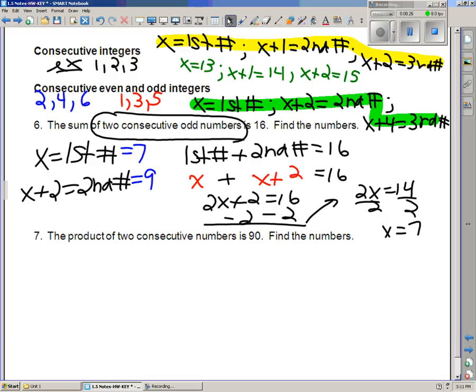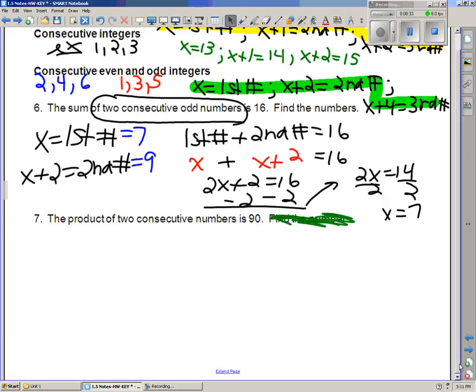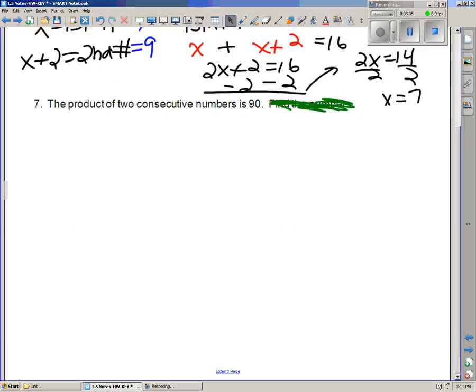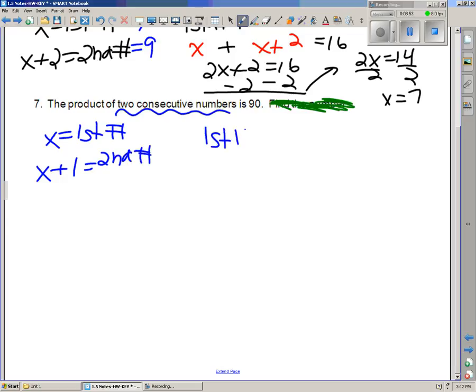On number 7, cross off find the numbers. We're not solving this. We're just going to set it up. So on number 7, the product of two consecutive numbers is 90. Well, they're just consecutive, not consecutive even or consecutive odd. They're one right after the other. x is your first number. x plus 1 is your second number. Product means to multiply. So they want you to do first number times second number, and that's 90.